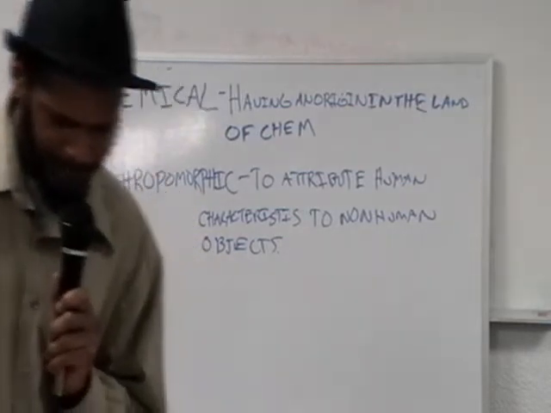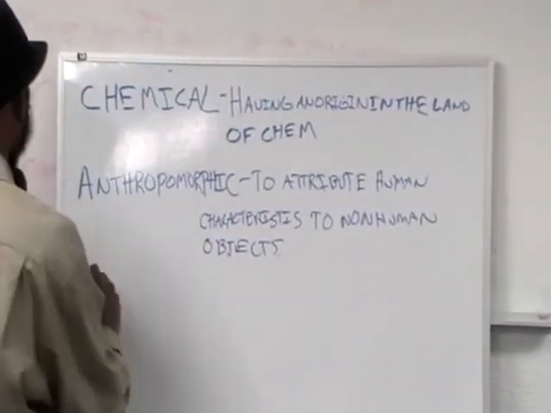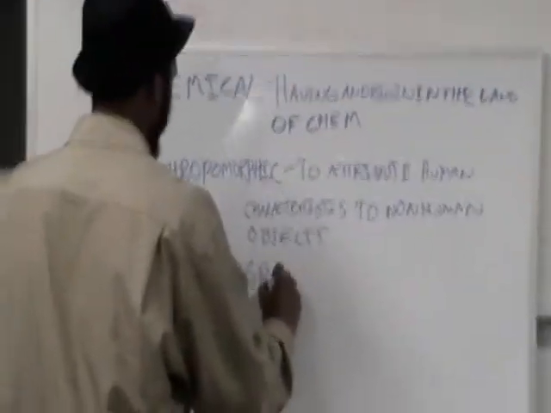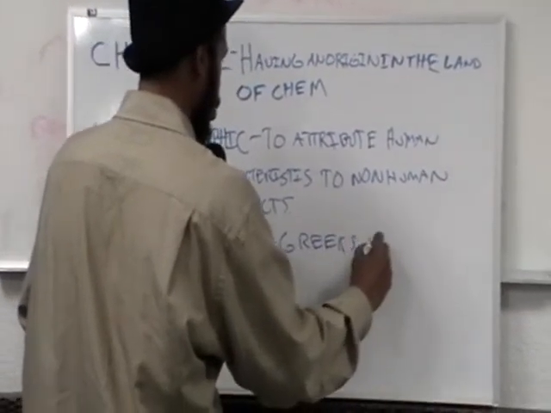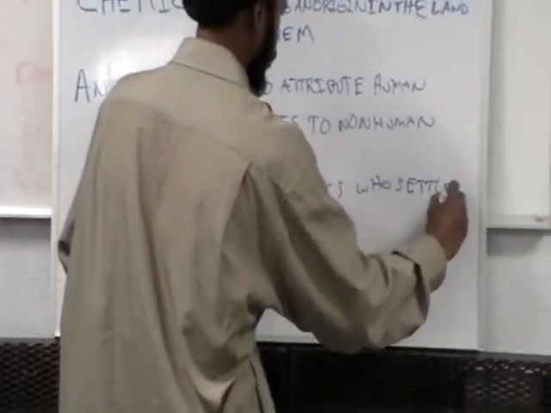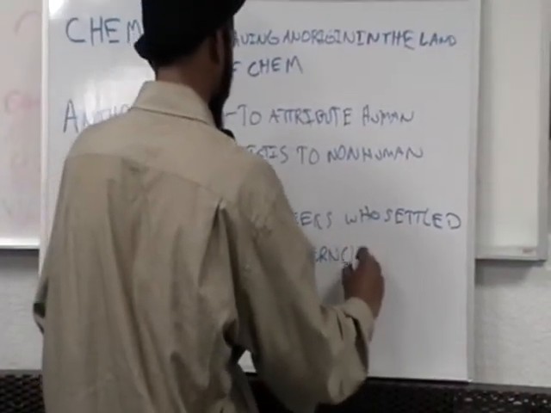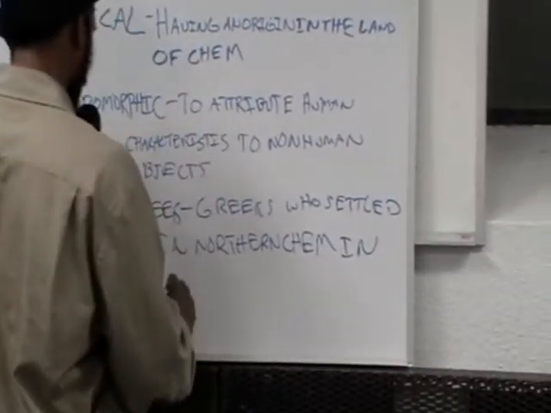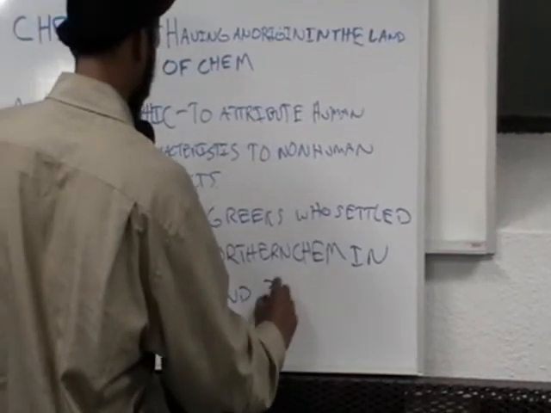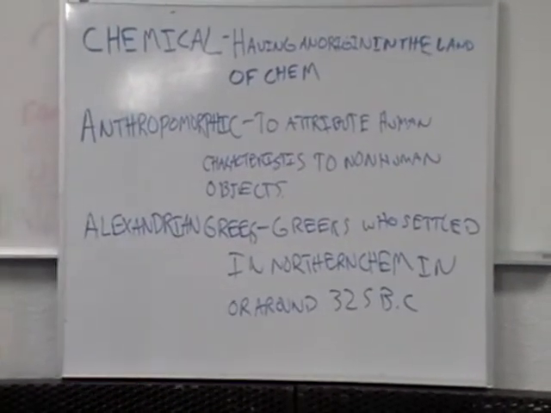I also mentioned the term Alexandrian Greek. That is Greeks who settled in northern Kemp in or around 325 years before the Common Era. Alexandrian Greeks.